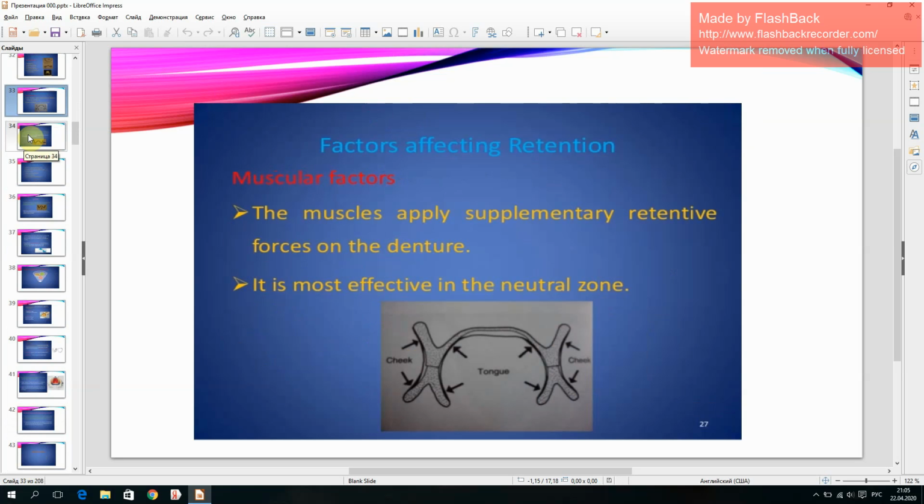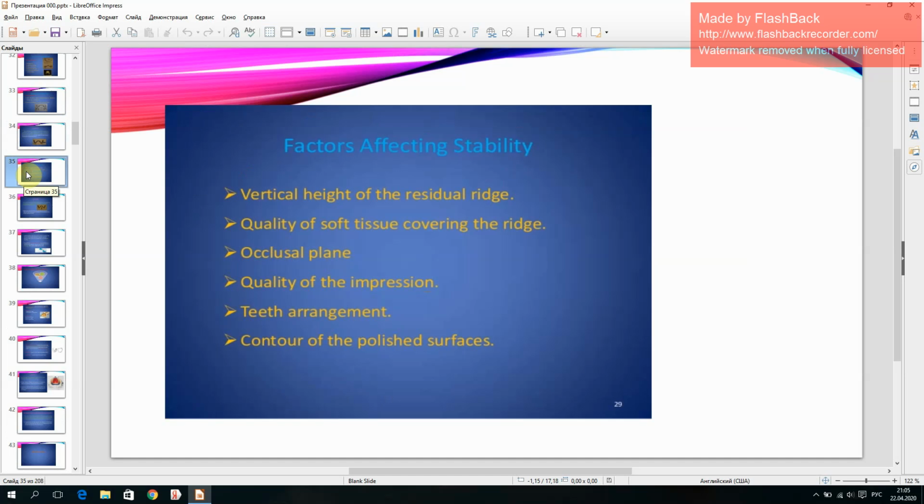Factors affecting retention. Muscular factors. The muscles apply supplementary retentive forces on the denture. It's most effective in the neutral zone. Factors affecting stability. Vertical height of the residual ridge, quality of soft tissue covering the ridge, occlusal plane, quality of the impression, teeth arrangement, contour of the polished surfaces.